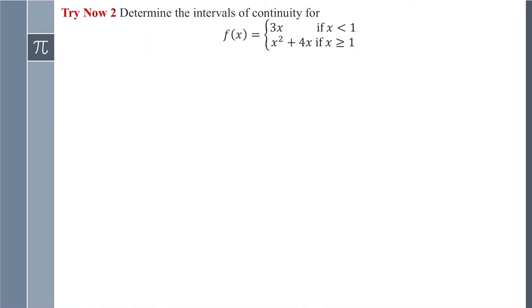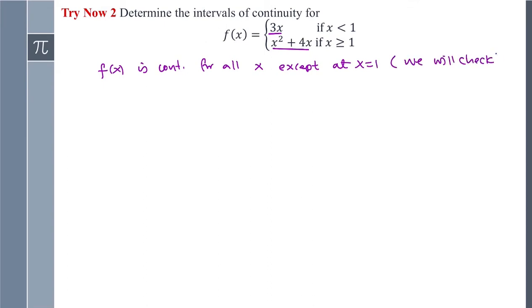So again, this is a try-now example. It's just like the one that we did. You can pause the video, try this one, and then resume the video and check your work. Okay, so let's go ahead and do the same thing again. This is a polynomial function, 3x and x squared plus 4x. That means f of x consists of two polynomial functions which are continuous for all x values, except at one we have to check. So f of x is continuous for all x except at x equals 1, which we will check.